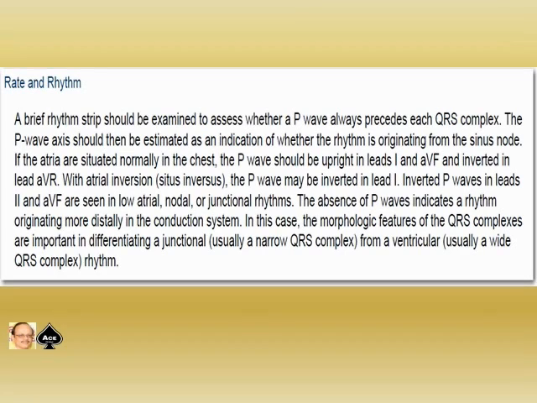The absence of P wave indicates a rhythm originating more distally in the conduction system. In this case, morphologic features of the QRS complex are important. That is, if the rhythm is originating distally in the conducting system, the morphology of the QRS is important in differentiating a junctional rhythm, which usually has a narrow QRS complex, from a ventricular rhythm, which usually has a wide QRS complex.